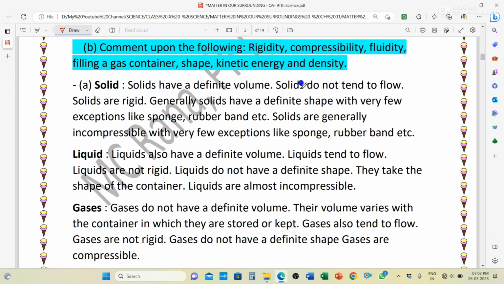Solids have a definite volume, solids do not tend to flow, solids are rigid. Generally solids have a definite shape with very few exceptions like sponge, rubber band, etc. Sponge and rubber band do not have a definite shape, but all other solids have a definite shape. Solids are generally incompressible with very few exceptions like sponge, rubber band. In the case of sponge and rubber band, you can compress, but all other solids are not compressible.